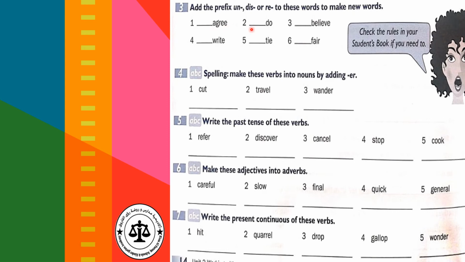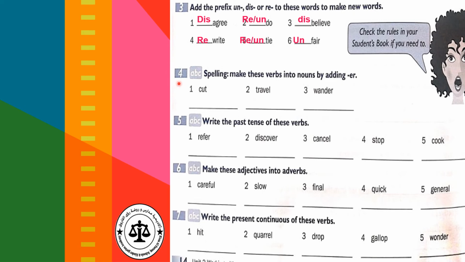Number 2. Do. We can say redo or undo. Believe. We can add disbelieve. Number 4. Write. We have to say rewrite. Yes. Tie. Retie, or we can use untie. And the last one, fair, unfair.